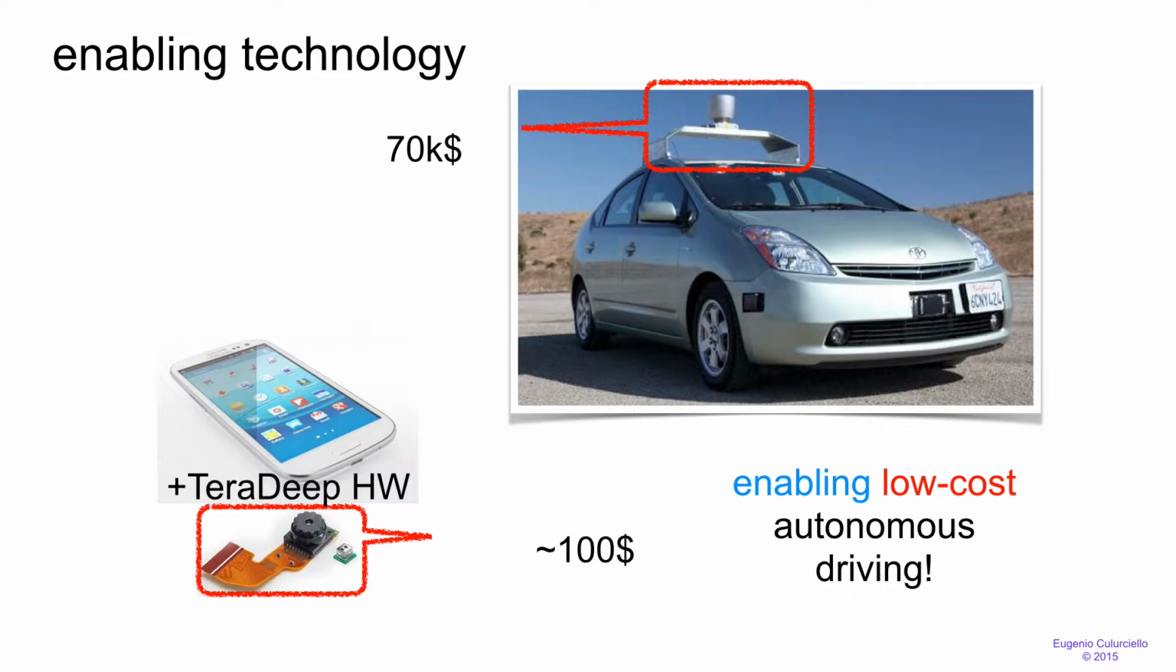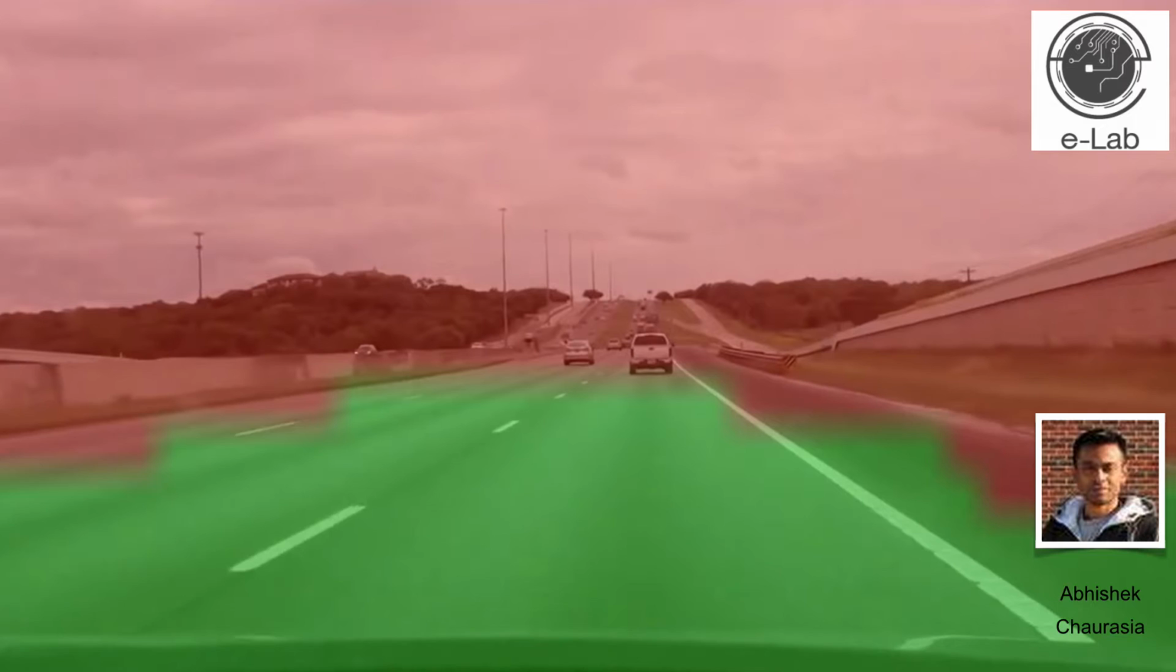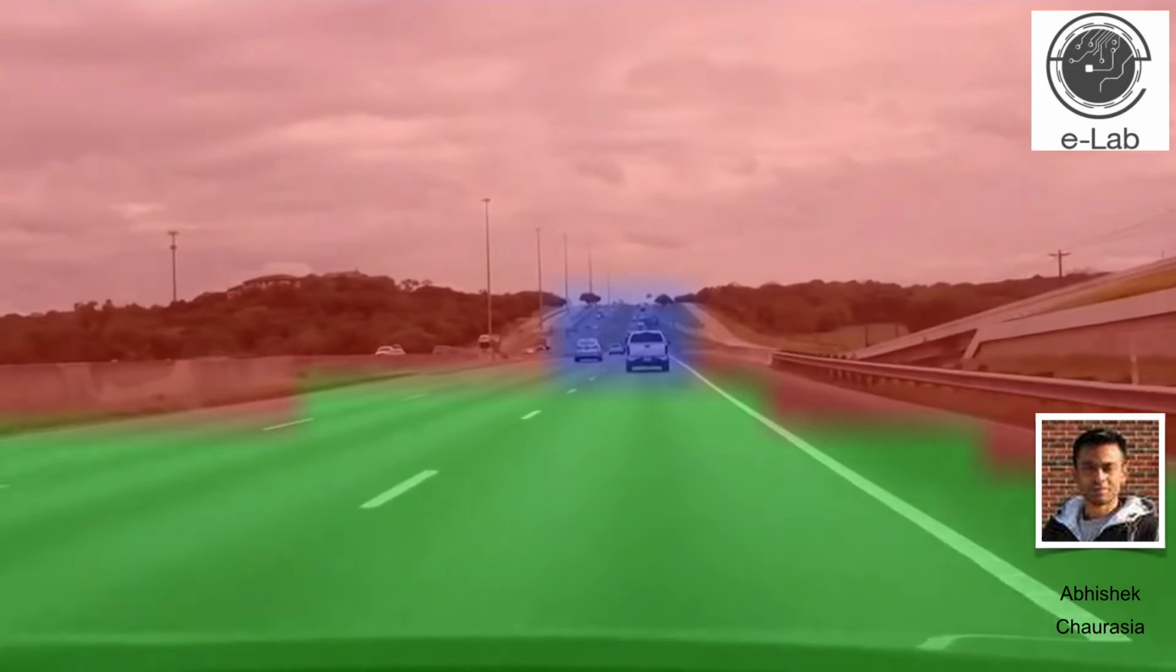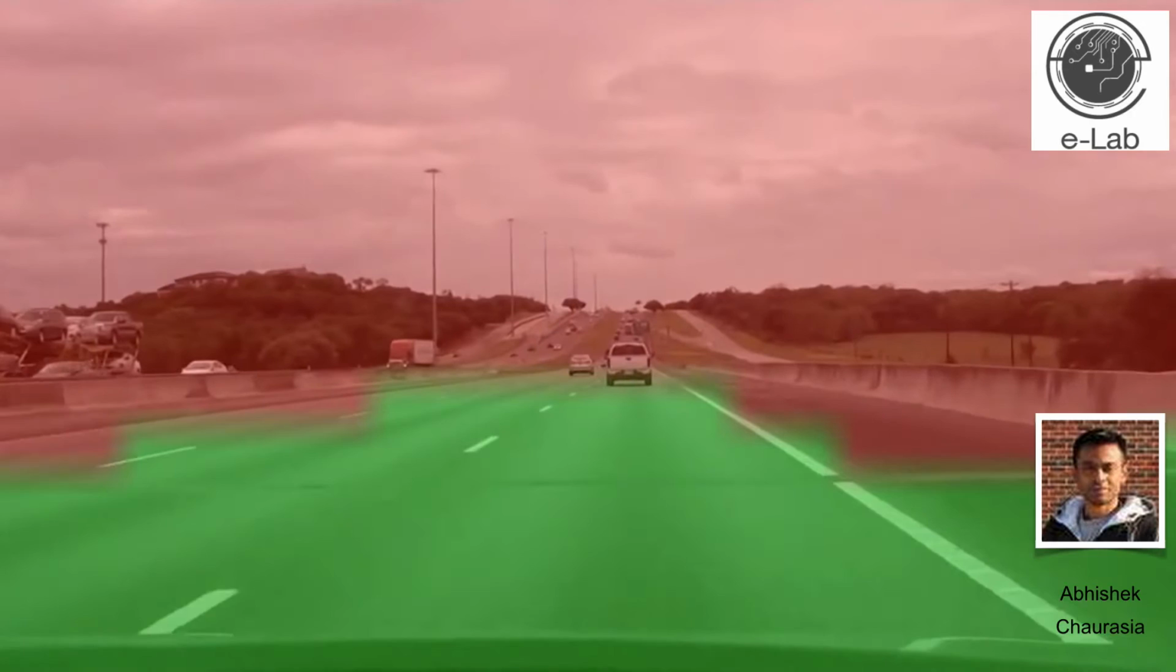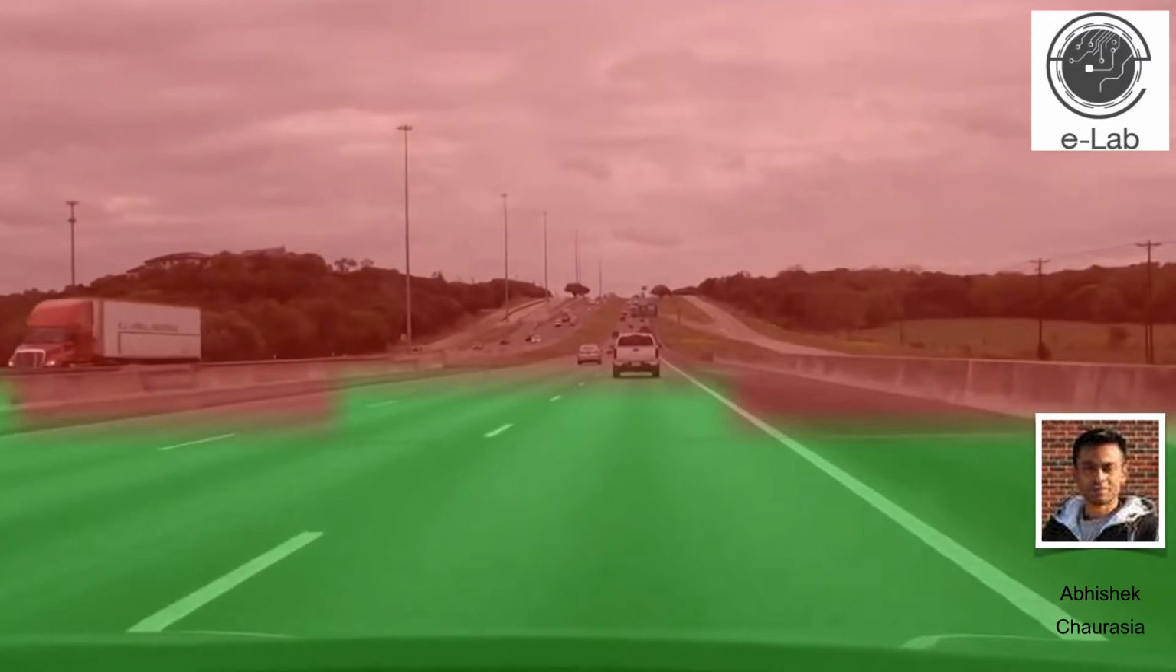This is some work from a member of the lab, Abhishek. And this is something that we actually did pretty quickly, just a couple of weeks of work. We went out to record some videos and labeled them partly by hand, partly by semi-automated tools. Here the neural network is trained to recognize the road so that, for example, you could drive autonomously on a highway.